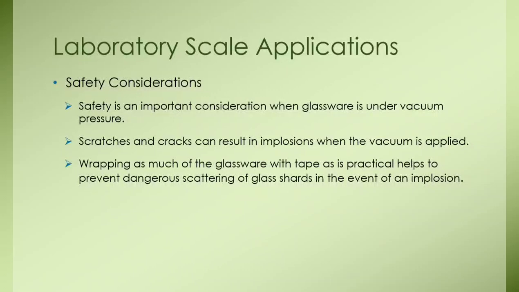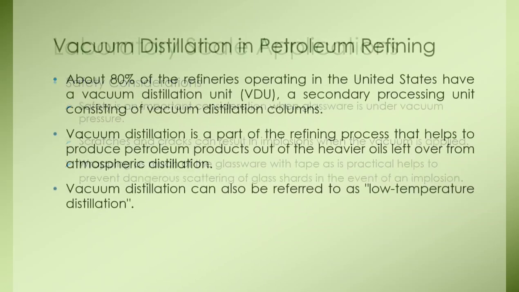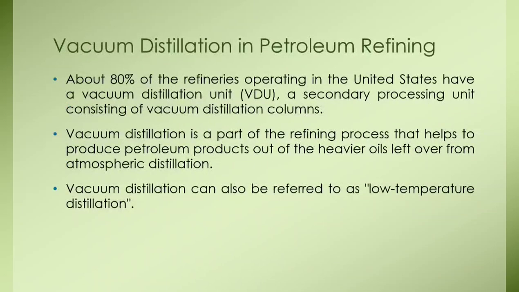Second is safety considerations. Safety is an important consideration when glassware is under vacuum pressure in laboratories. Scratches and cracks can result in implosions when vacuum is applied. So wrapping as much of the glassware with tape as is practical helps to prevent dangerous scattering of glass shards in the event of an explosion or implosion.